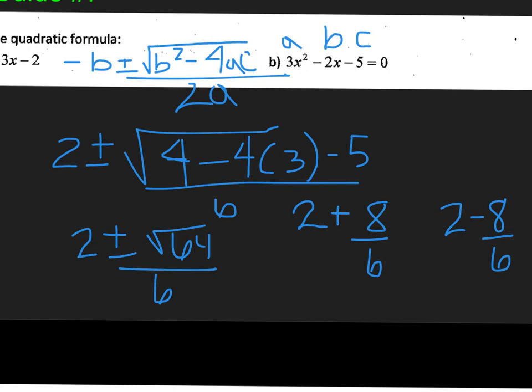So square root of 64 is 8. So 2 plus 8 is 10 divided by 6, and that can be reduced to 5/3. And then 2 minus 8 would give us a negative 6 over 6. So another answer would be negative 1.